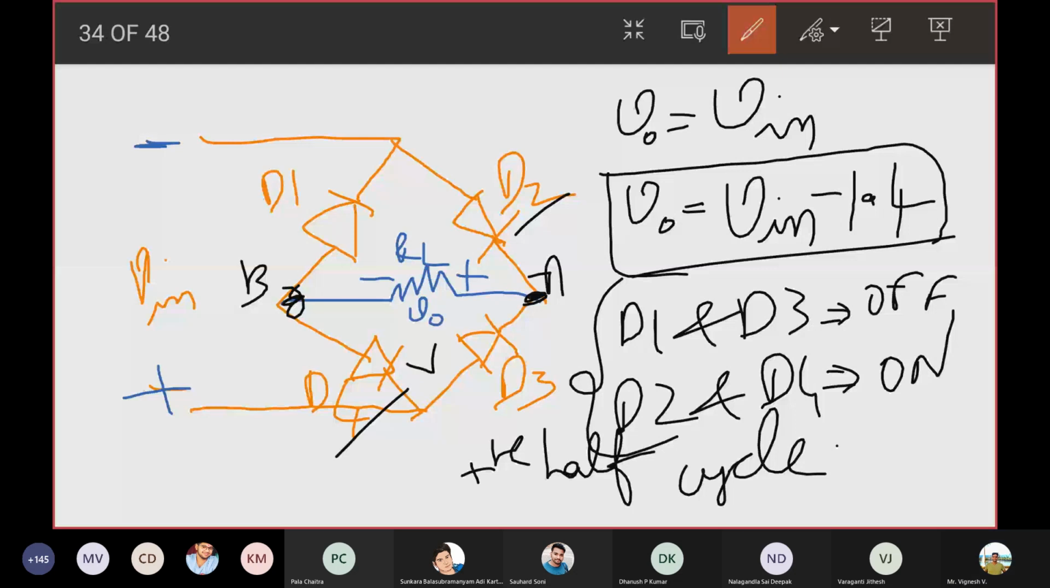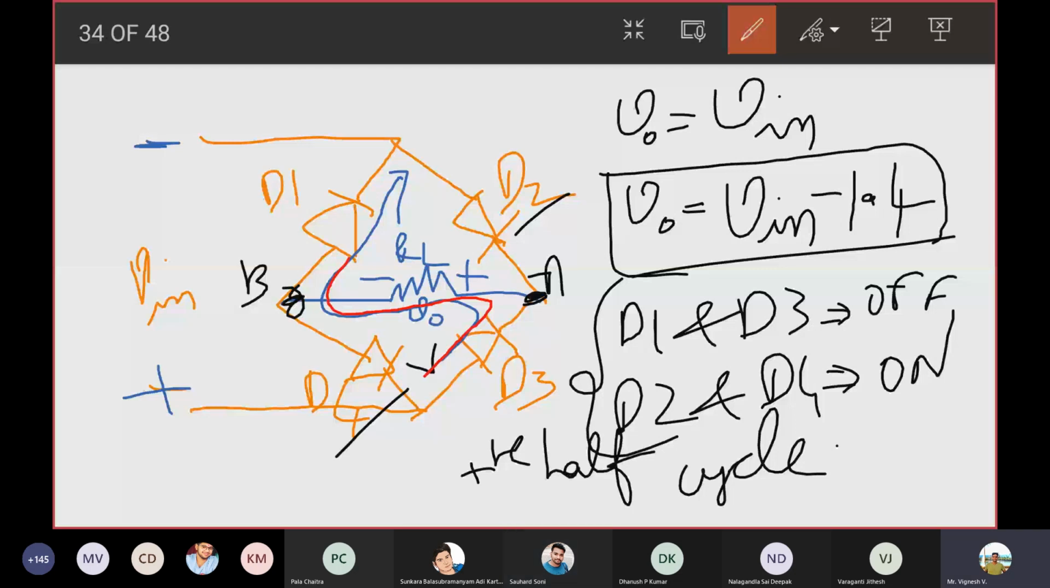Am I right? Again, I'll show in red color. This is how the current would flow. How is the current flowing? In the same direction as in the positive half cycle. That is from terminal A to terminal B, right? It did not change, right? Both in the positive and the negative half cycle, as happened in the center tapped full wave rectifier. Even in the center tapped full wave rectifier, the current was flowing from A to B. Even here, the current is flowing from A to B, right?